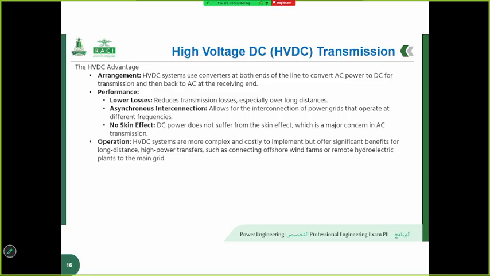So the most significant advantage of HVDC is its efficiency over long distances.